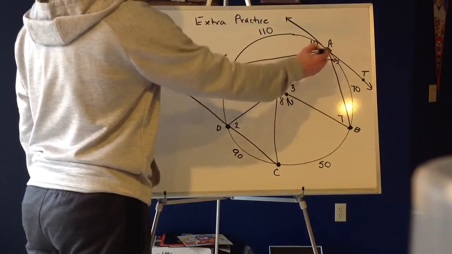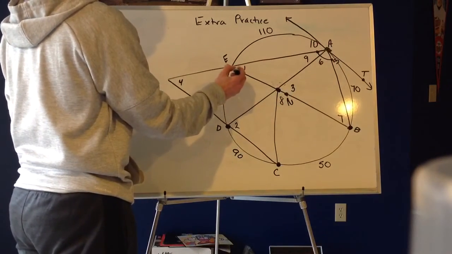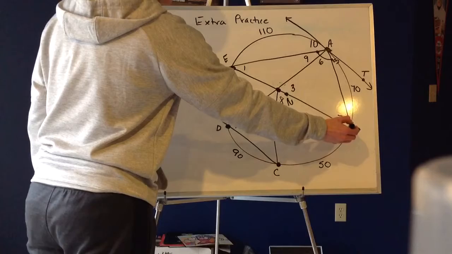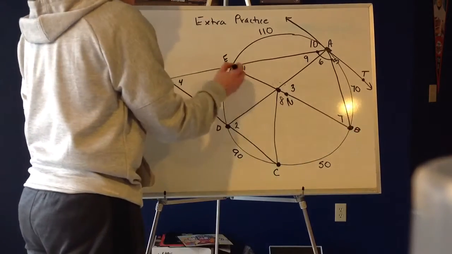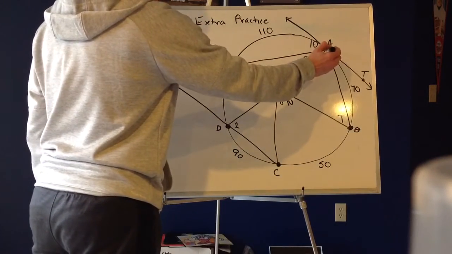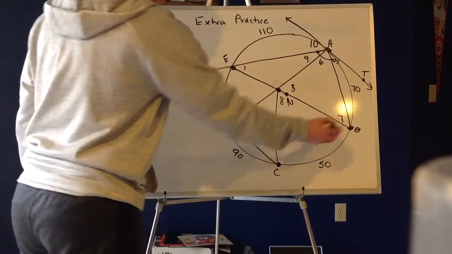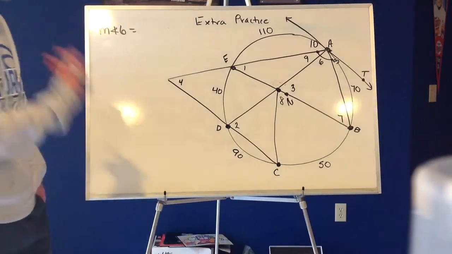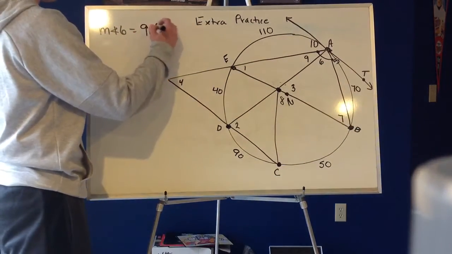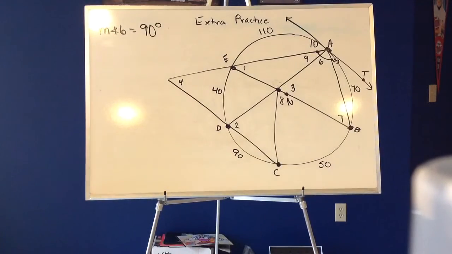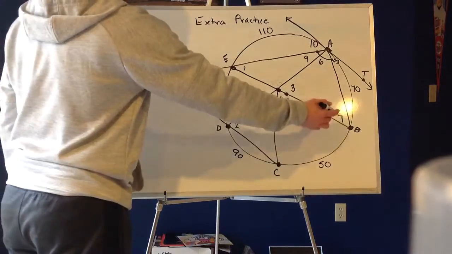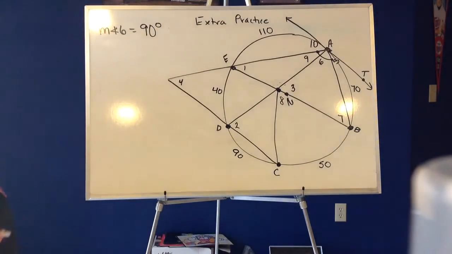If I follow 6 here, it goes to E. If I follow it here, it goes to B. That's a diameter. Remember, anytime you have an inscribed angle with its endpoints on the diameter, it will always be a right angle, no matter what. So it's always going to be 90 degrees, which would make sense because my semicircle would be 180. Half of that would give me 90.